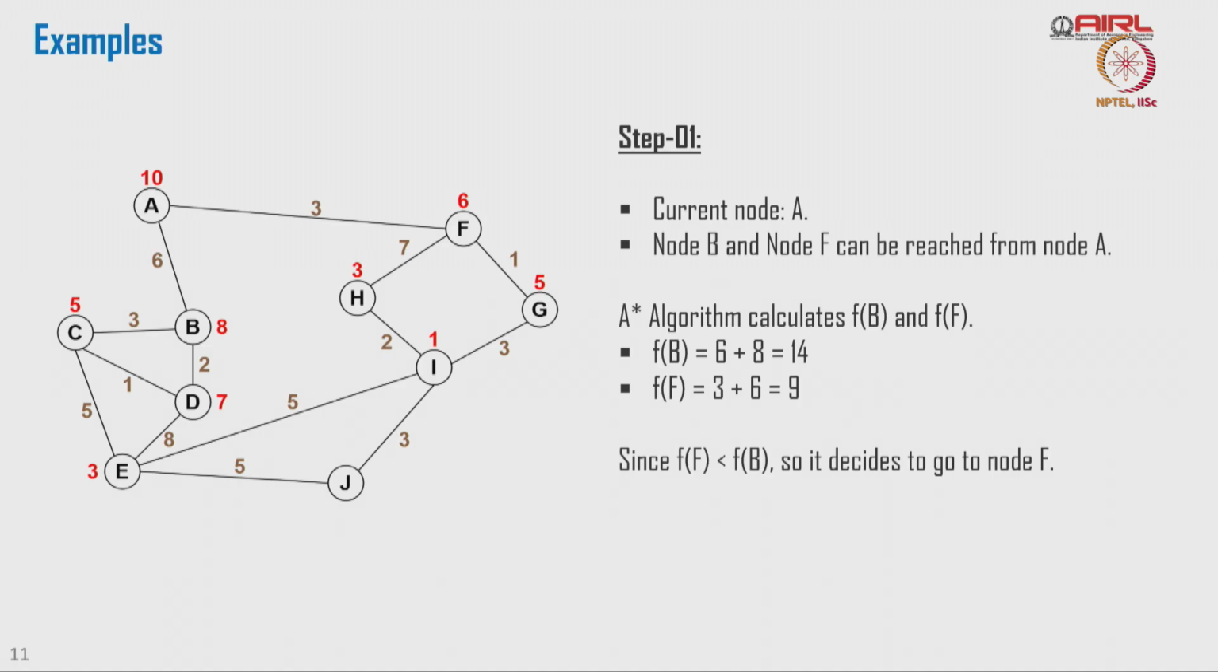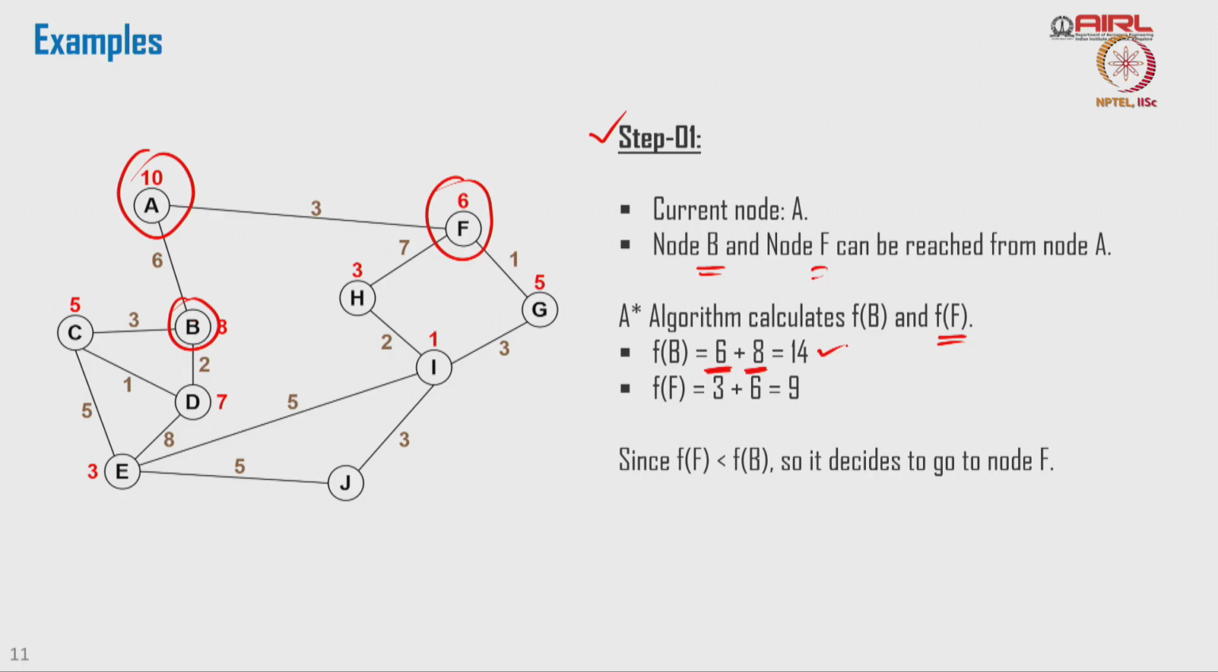So, what do we do here? We have step 1: we start with the current node A. Now, from A it can go to B or it can go to F, right. Now, the A star algorithm calculates the total cost for node B and for node F. What is the total cost for B? If it wants to come to B, then it needs an actual path cost of 6, and then the estimated cost is 8, which shows the total effort to reach the goal J. So, totally it becomes 14.